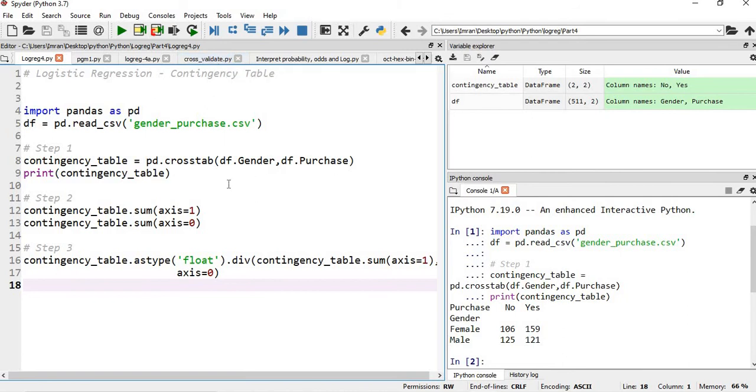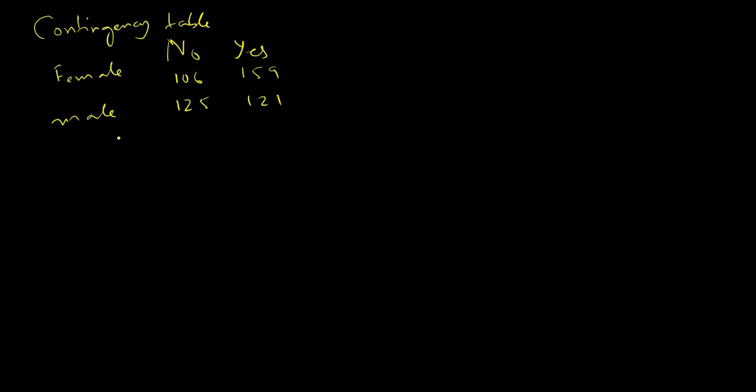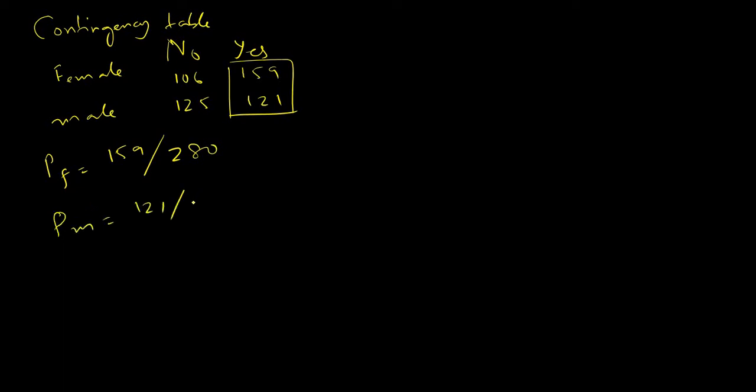Suppose we have our contingency table, the table where we have the purchase and gender for both male and female, and we have the no and yes. This is the same contingency table, and we will find out the probability of female buying the item and also the probability of male buying the item. So the probability of female buying the item will be 159 by 280, the sum of these, and the probability of male buying the item will be 121 by 280.